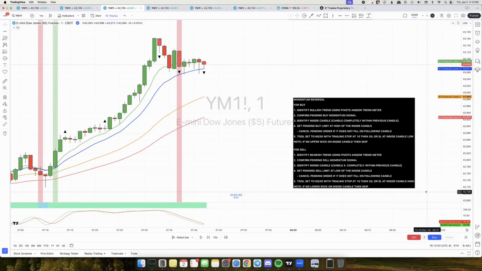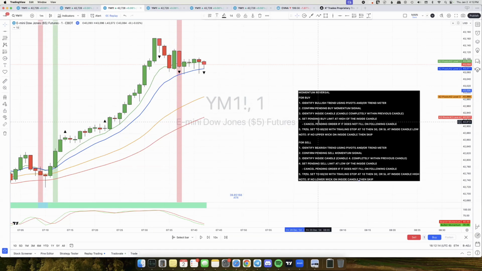Hey guys, in this video, I'm going to be covering the momentum reversal strategy. I'll show you an example for a buy, and I'll show you an example for a sell. So for this strategy, here are the requirements for a buy entry.